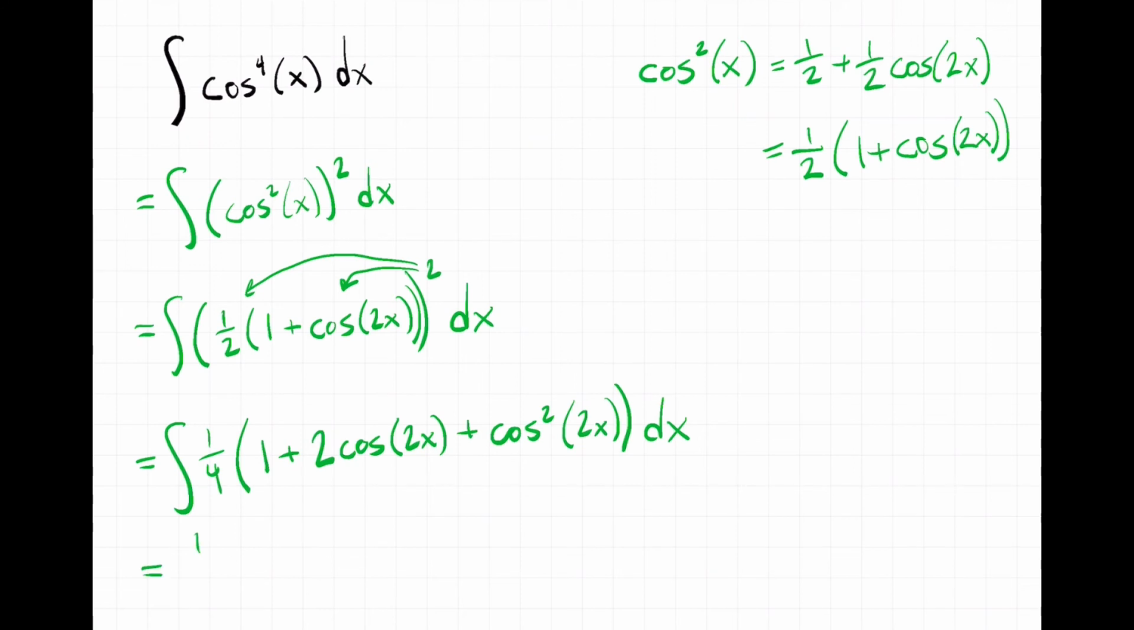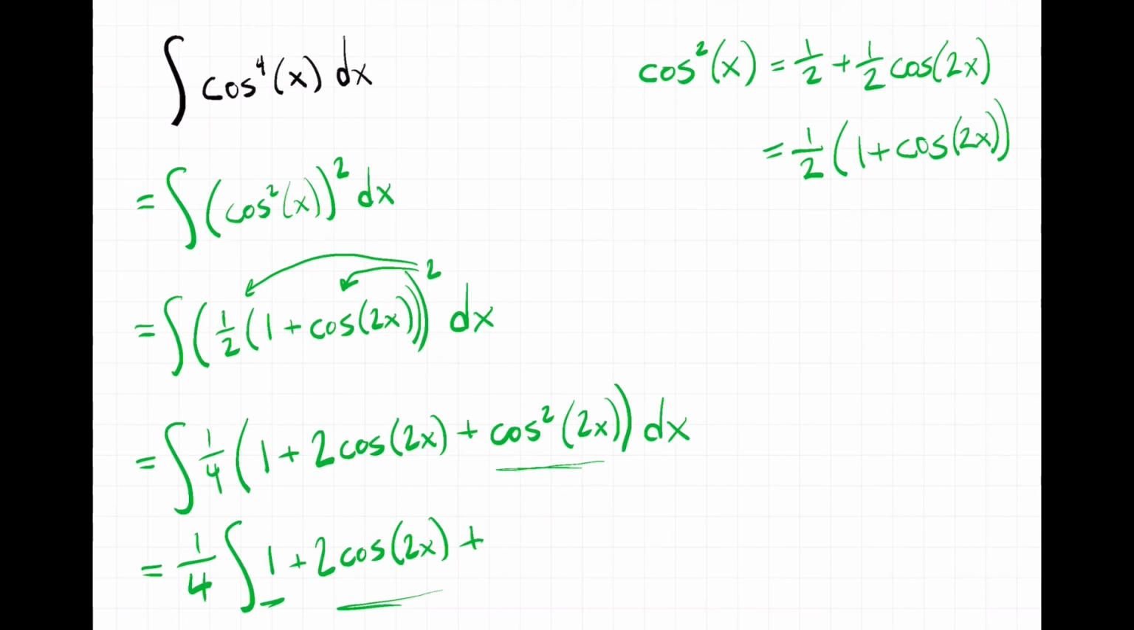We can pull that 1/4 out in front of the integral if you want to. You don't have to. You might even choose to multiply it in instead. It's up to you. Now we still have this 1 plus 2 cosine of 2x plus, now we have a problem here. We still have a square on our cosine. We'll be able to integrate the 1. That's easy. We can integrate the 2 cosine of 2x. That's also pretty easy. What we don't know how to do is cosine squared of 2x.